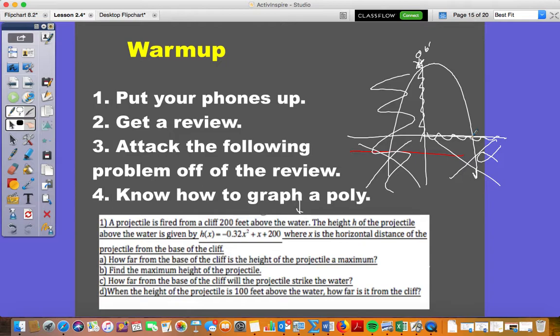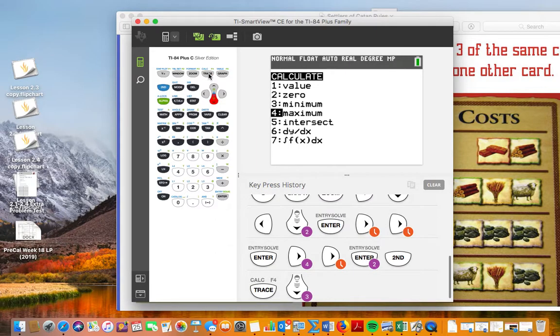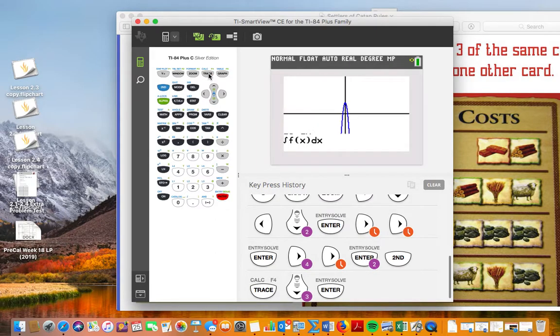As we go through this, part A says, how far from the base of the cliff is the height of the projectile a maximum? What's the first key word you see? Max, right? So we're going to try to find this maximum right here, okay? To go there, we're going to go to this side. Anytime I say maximum, 0, whatever, go to second trace and go down to maximum, okay? So we'll press enter.